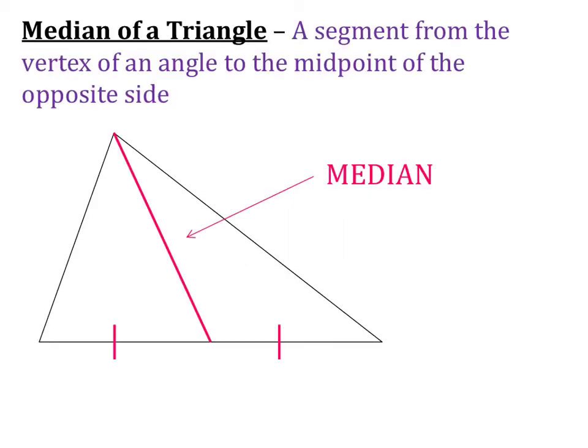First we have the median. A median of a triangle is a segment from the vertex of an angle to the midpoint of the opposite side. So as we see, here is our median. It goes from this top vertex and splits our base in half, so each of these are congruent to each other.